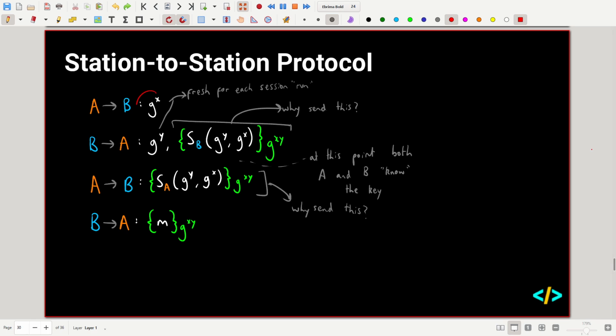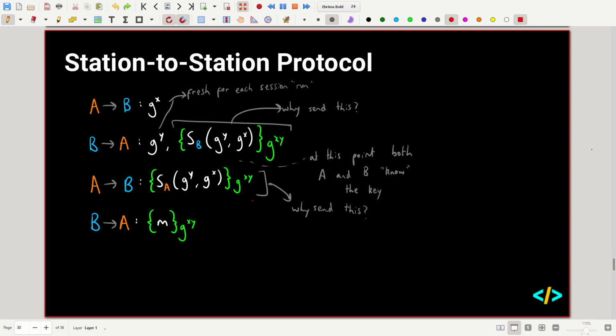So the idea of these fresh values is that it's fresh for each session run. Where it differs from Diffie-Hellman is this is not a fixed private key we use with everyone for every single session. This is generated freshly for every single session. And we talked about why we send this. Something to note is at this point, both A and B know the key, or they should both be able to derive the key.